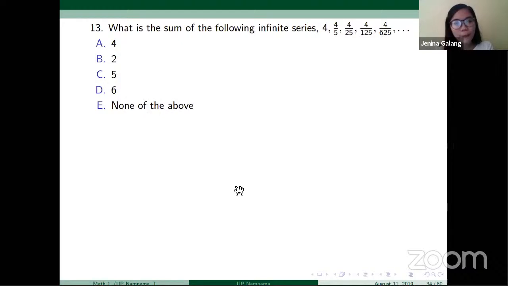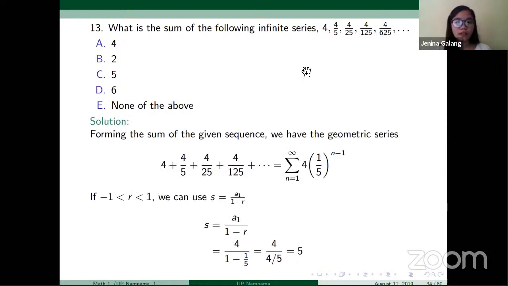So, next, what is the sum of the following infinite series? 4 over 5, 4 over 20, 4 over 25, and so on. And since sum yung hinahanap natin, then we can form the sum of the given sequence as this. We have 4 plus 4 over 5 plus 4 over 25, and so on. And in summation notation, we have this.